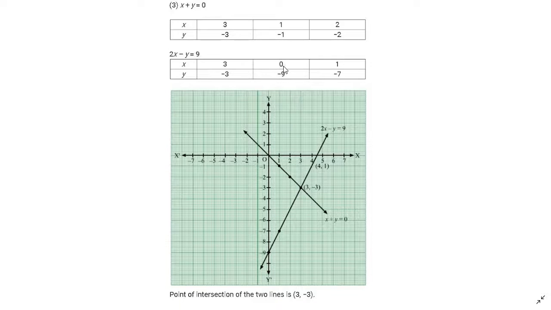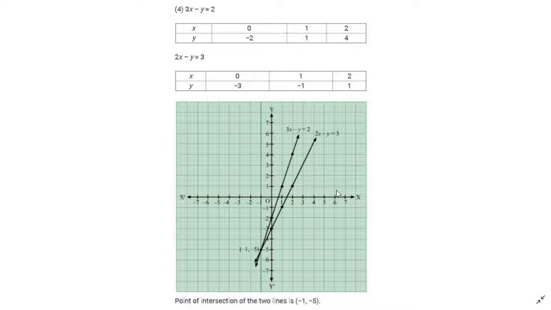So the next point is 0 comma 9. This is the second point. This is our first line. This is the second line, and this is the point of intersection. Question number 4.